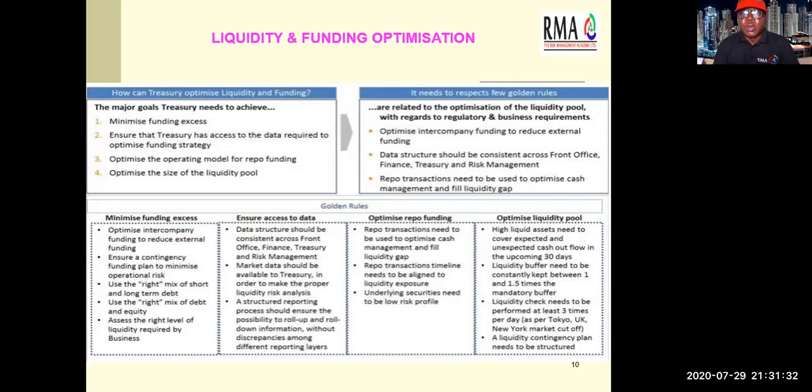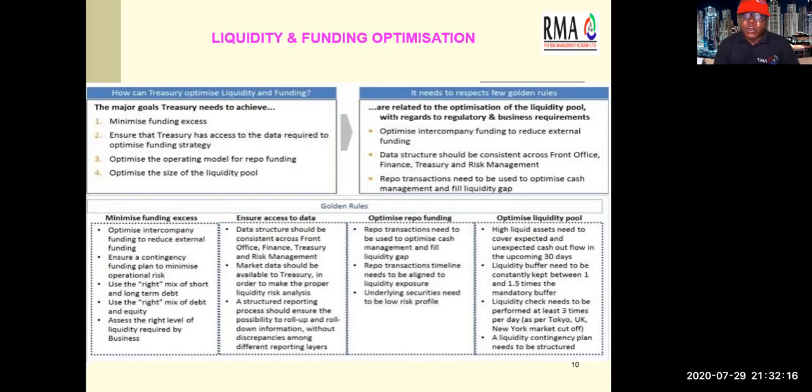One, you need to optimize intercompany funding to reduce external funding. Number two, you need a data structure that is consistent across the front office, the middle office, and the back office. And the third golden rule is that repo transactions need to be used to optimize cash management and fill liquidity gaps. So it is these golden rules that have been cascaded down in this diagram. You'll find minimizing funding excess, ensuring access to data, optimizing repo funding, and optimizing the liquidity pool.